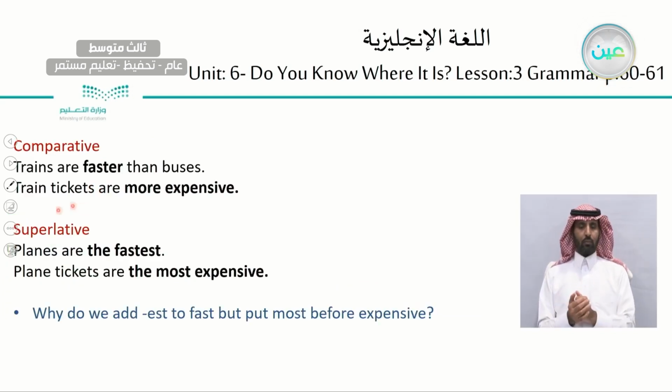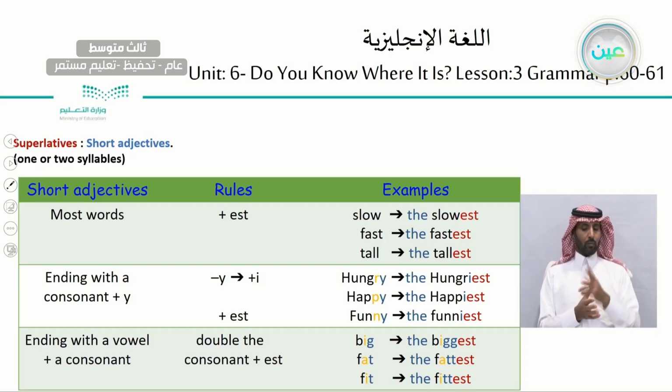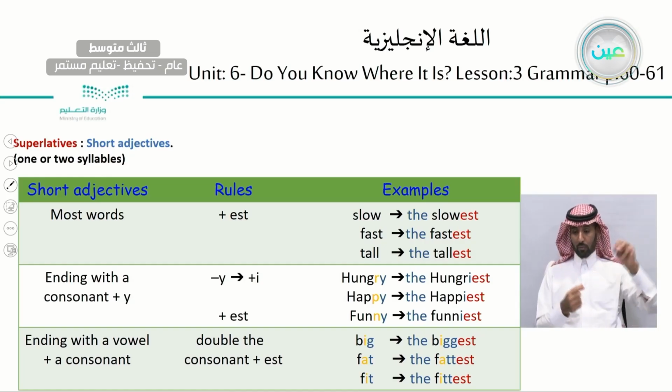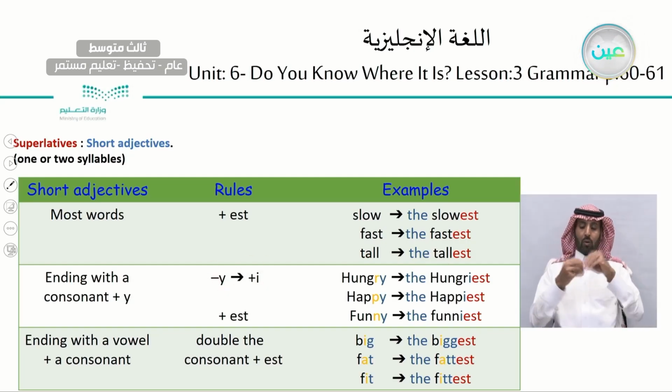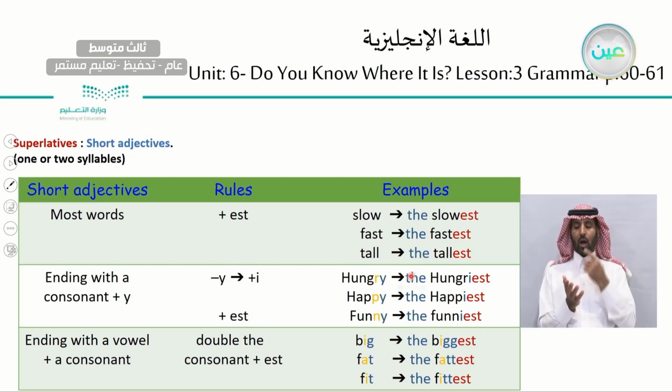Okay, look at the superlative. Here we said fastest and here most. Why? It's the same. With the short adjective, we add est, similar to the one we read before. So most adjectives, we just add est, like slow, we add the, slowest. Fast, the fastest. Tall, the tallest. And ending with a consonant and a y, also we remove the y and add iest. Hungry, the hungriest. Happy, the happiest.